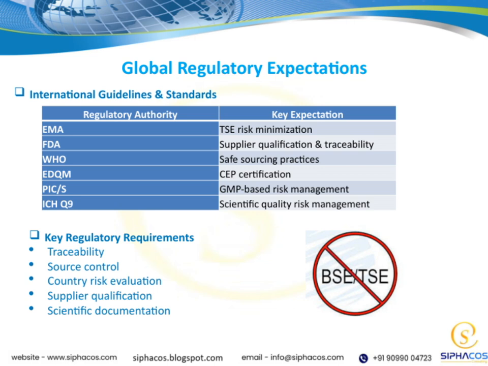For example, the EMA focuses on minimizing TSE risks, while the FDA emphasizes supplier qualification and traceability. The WHO insists on safe sourcing, and the EDQM requires CEP certification. PIC/S and ICH Q9 guide us on risk management and scientific quality.